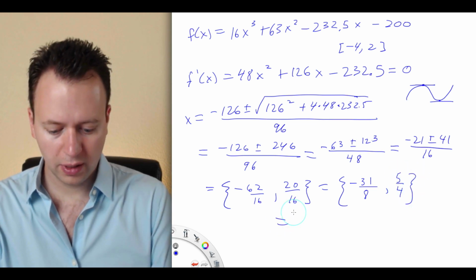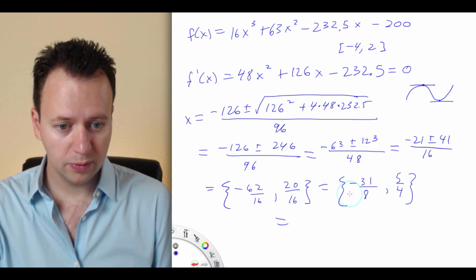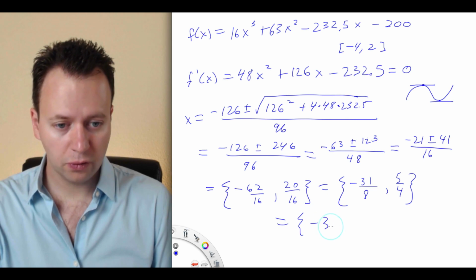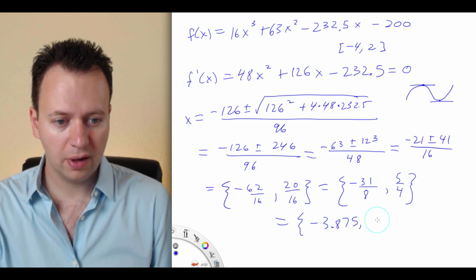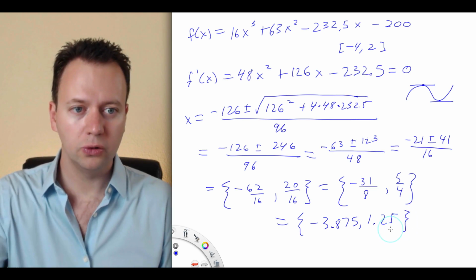So those 2 points, negative 31 over 8, is going to be at negative 3.875, and then 1.25. So those are the 2 critical points.